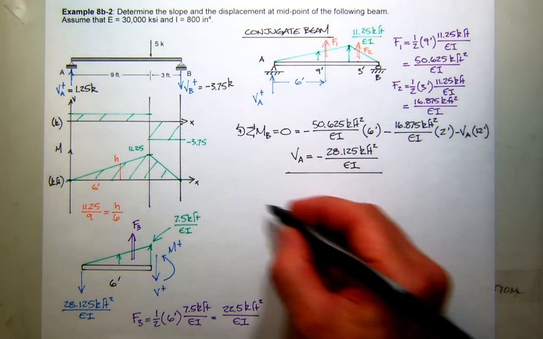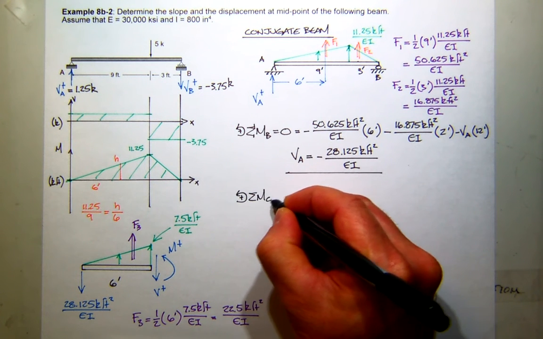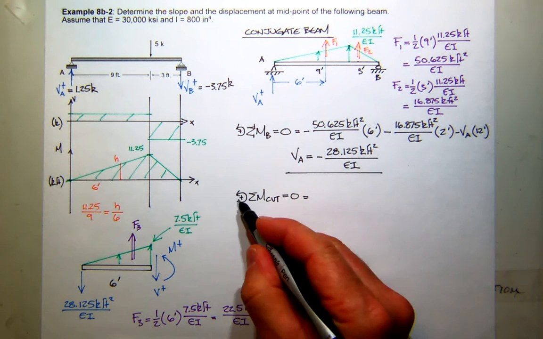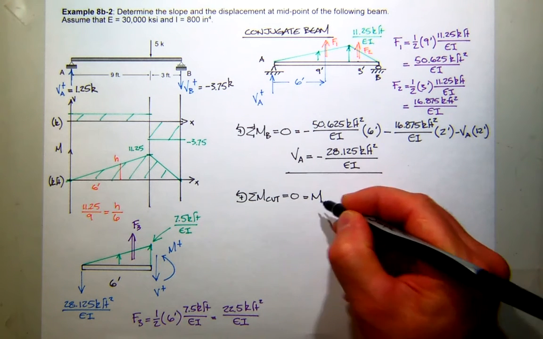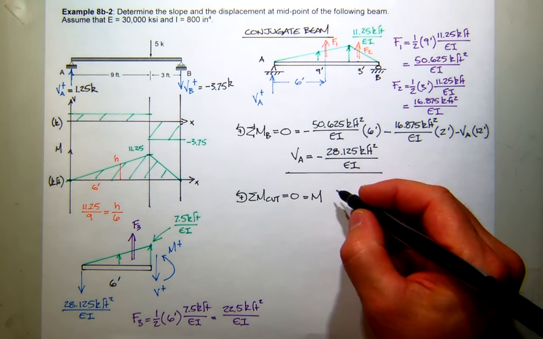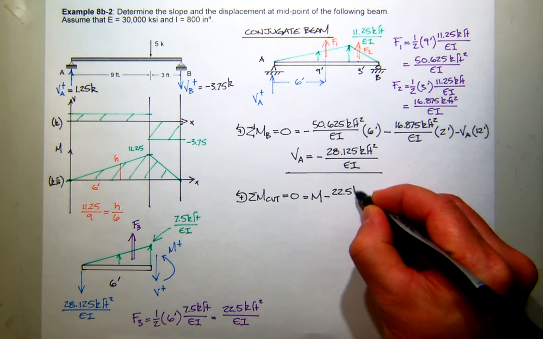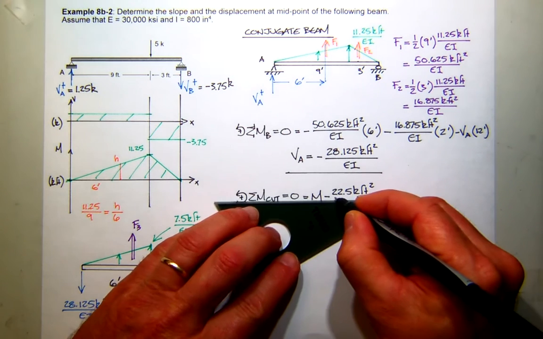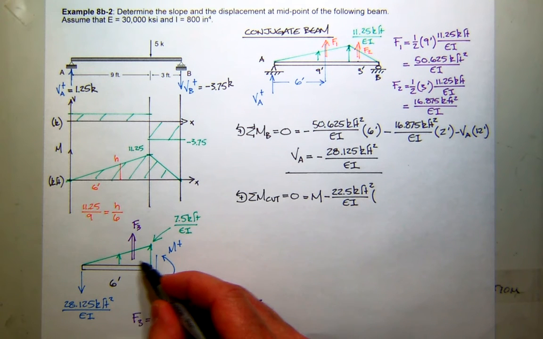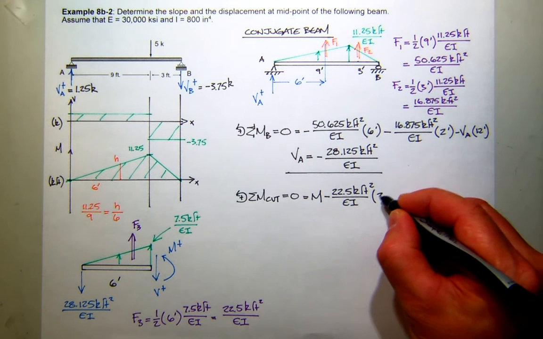I'll do the moment one first. So I'll come up here and sum moments at the cut and set it equal to 0. I'm using the right hand rule, so this moment is a positive moment. What is F3? What kind of moment does it create? Negative about the cut. So it'll be negative 22.5 kip feet squared divided by EI. And what's its moment arm to the cut? 1/3 the distance, 1/3 of 6 is 2.